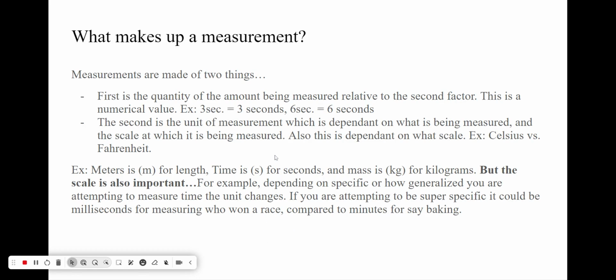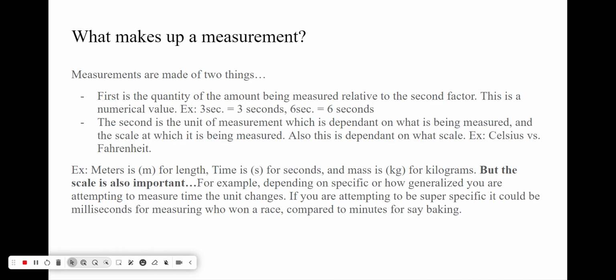Hi, today I'm addressing syllabus number 5A through D from Unit 1, which is base units and base unit conversions. Alright, so first, what makes up a measurement? Measurements are made up of two things. First is the quantity of the amount being measured, which is relative to the second thing. And this is represented by a numerical value.